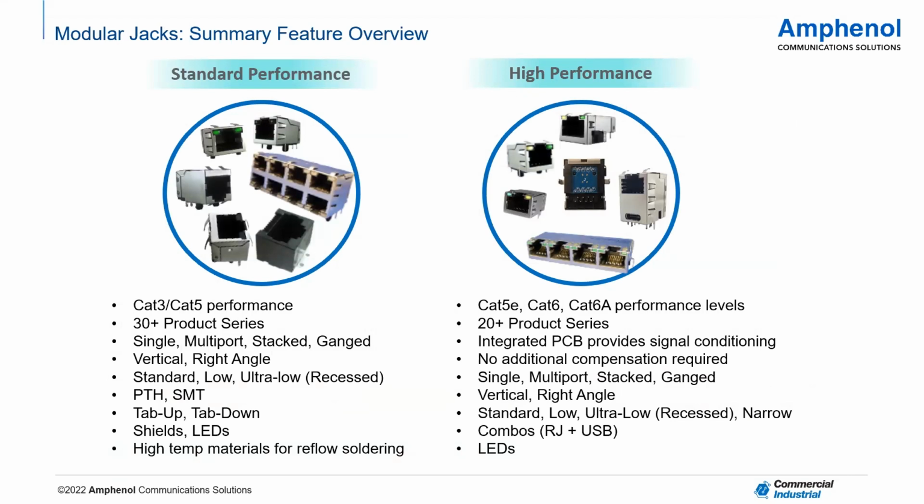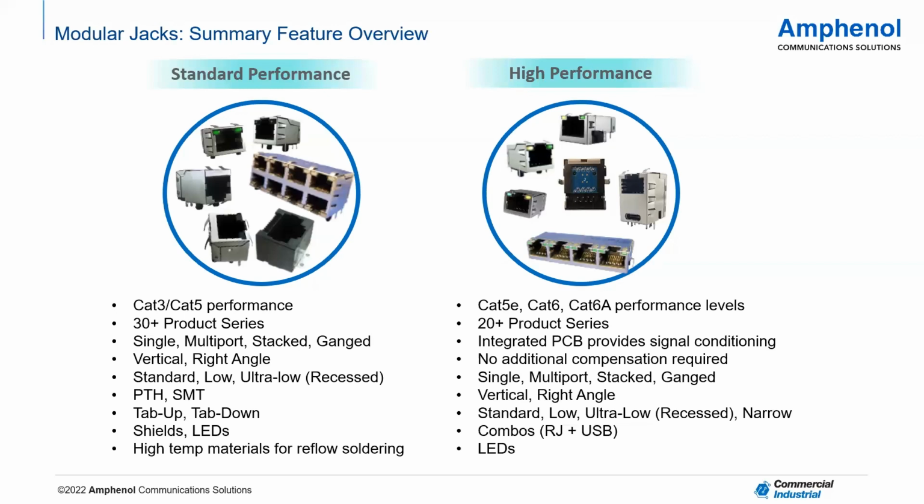The standard performance RJs are mainly the Cat3 and the Cat5 performance RJs. In this, we have around 30 plus product series. We have RJs in a single port, a multi-port, a stacked, or a ganged. And we also have various orientations, namely vertical, right angle, and also 45-degree orientations. You can have multiple latch positions with a tab up or tab down. We have them shielded, unshielded, as well as with the LEDs.